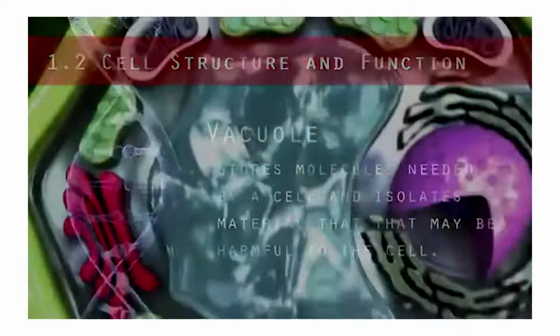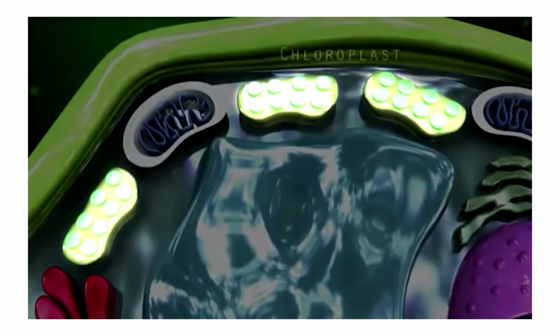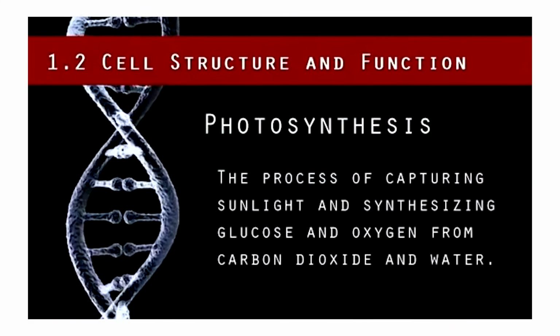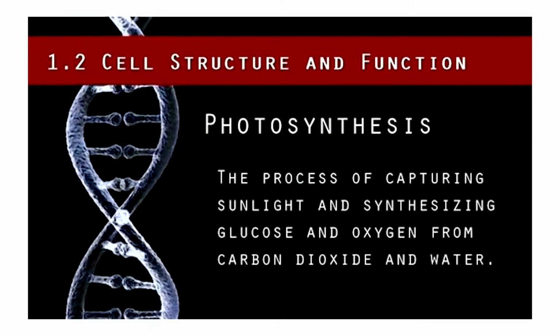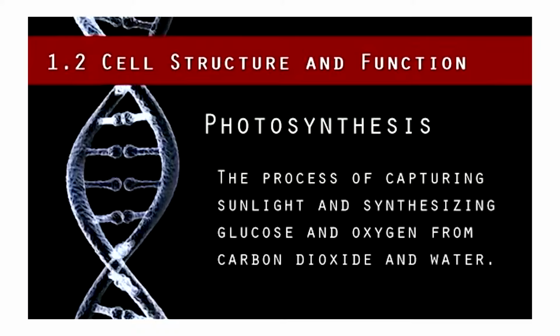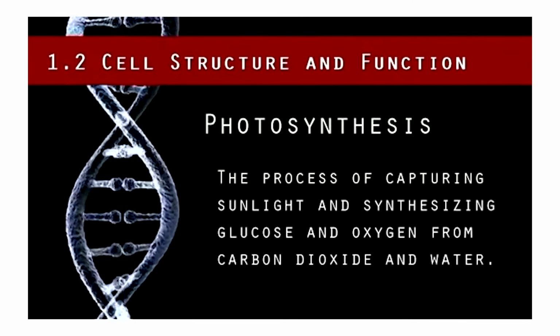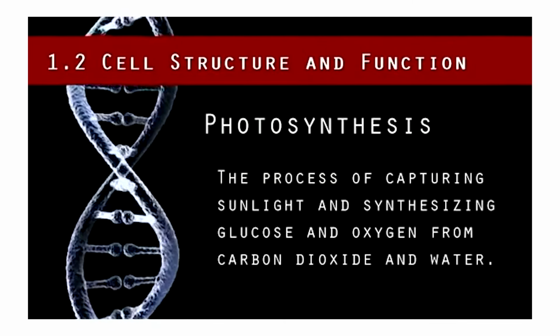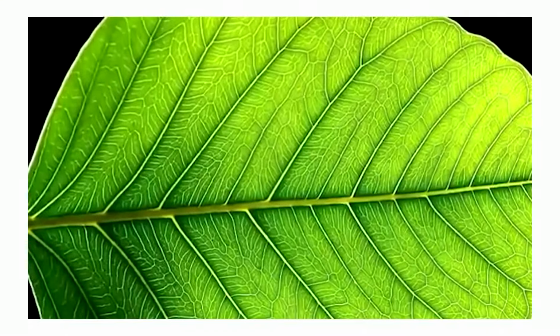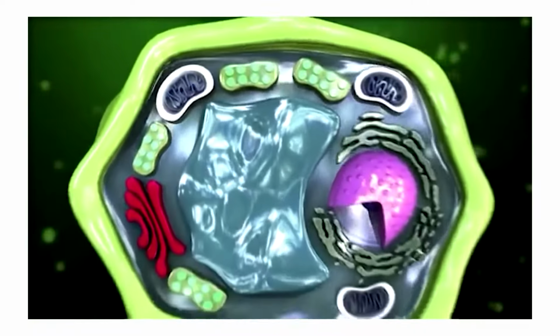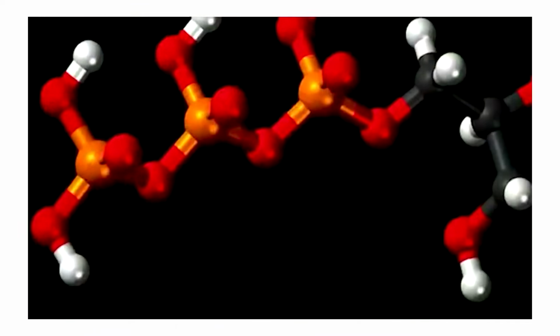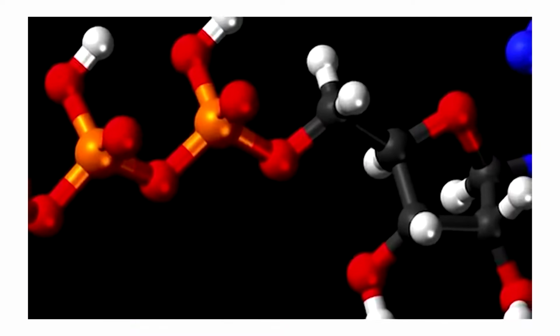The final difference is plant cells have an additional organelle called a chloroplast. The chloroplast is the site of photosynthesis in a plant cell. Photosynthesis is the process of capturing sunlight and synthesizing glucose and oxygen from carbon dioxide and water. Photosynthesis is one of the most important biochemical pathways since nearly all life on Earth depends on photosynthesis as a source of energy. Animals metabolize the glucose from a plant source to produce ATP, the energy currency of the cell.